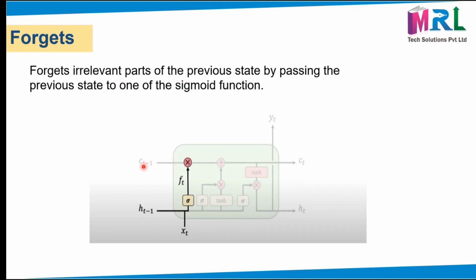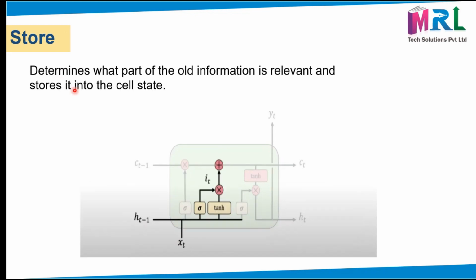So it should not carry all the values from the previous state to the next state. Only when it is needed, when relevant parts are coming, can we keep them. Otherwise, we can cut this input, and then we can give our input from the input as well as from the ht minus 1. Store represents part of the old information that is relevant and stores it into the cell.